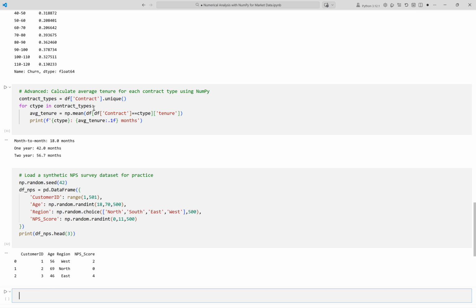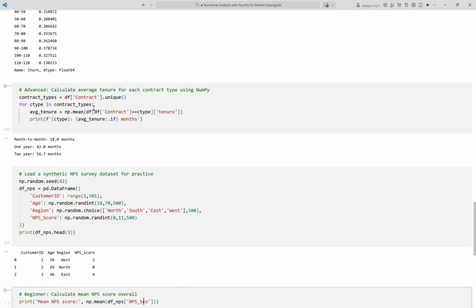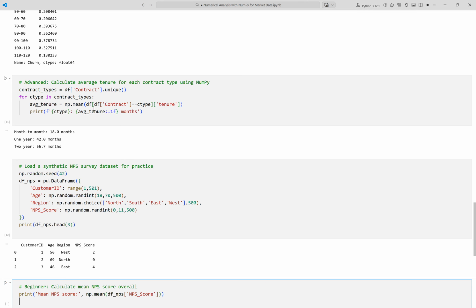The mean NPS tells us general customer loyalty and likelihood to recommend. We use NumPy to find the average of the NPS_score column.